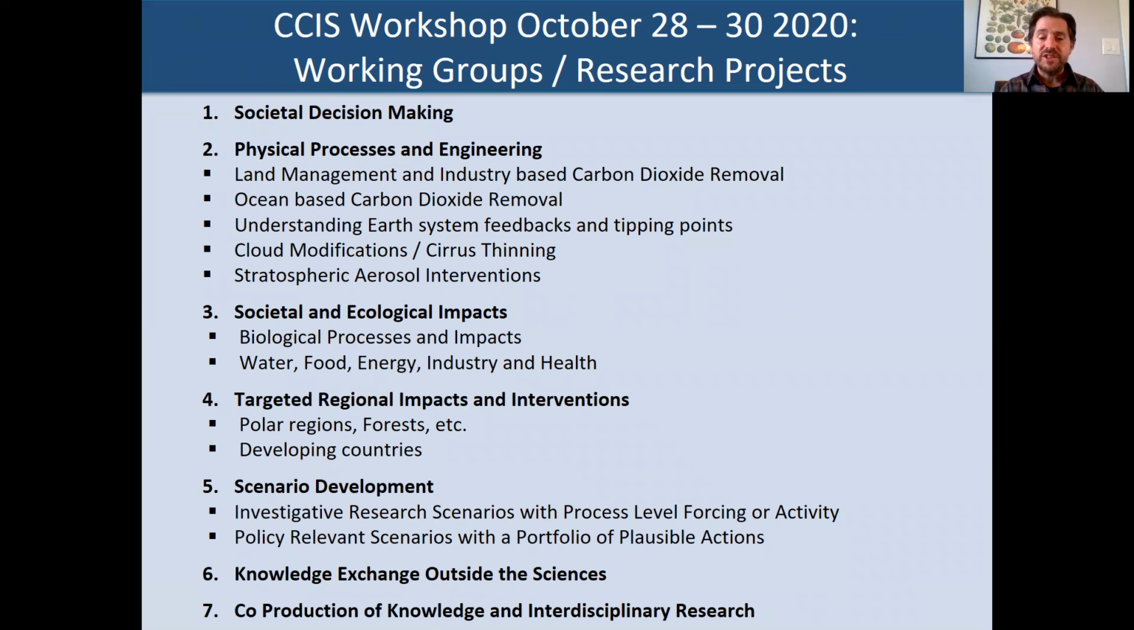Finally, we're looking at a knowledge exchange outside of the sciences. So how do we bring in our education and outreach facilities? And finally, we're looking at co-production of knowledge and interdisciplinary research. How do we actually build a community like this? How do we ensure that the values and the priorities of stakeholders are included in our research program?